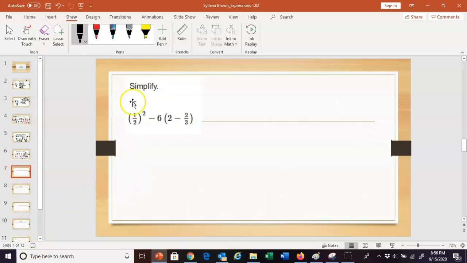Okay, so let's try one. So this expression says to simplify. So again, we're going to use PEMDAS. We're going to go for parentheses first. So there is a set of parentheses here. It's around just a single number, that fraction.